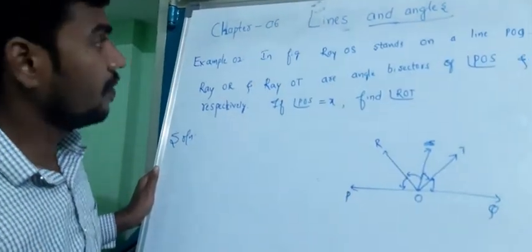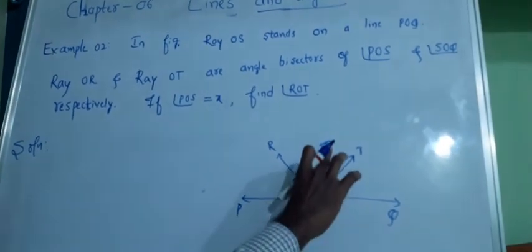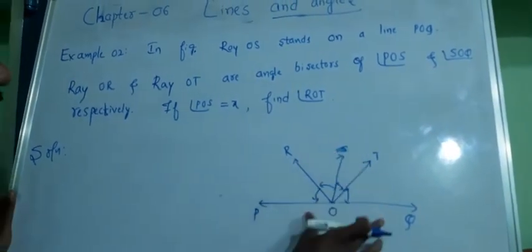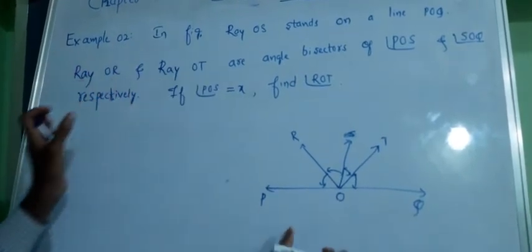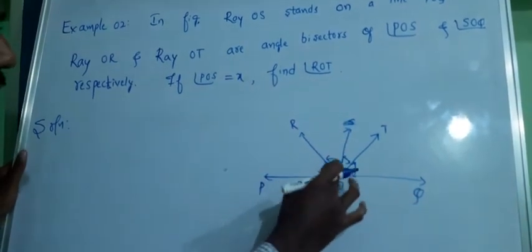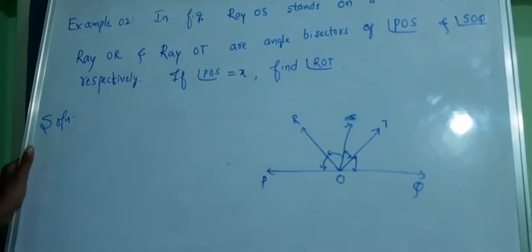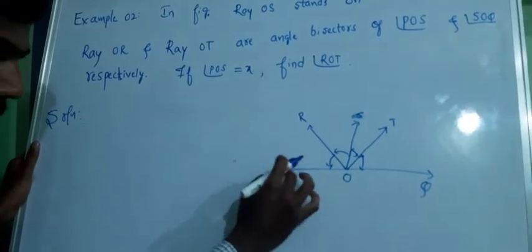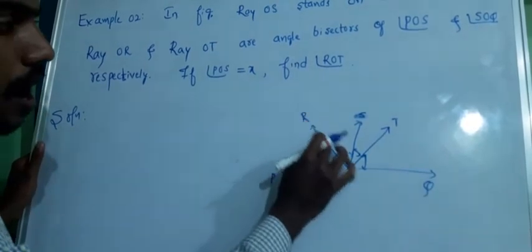Example 2. In the figure, ray OS stands on a line POQ. Rays OR and OT are angle bisectors of angle POS and angle SOQ respectively. If angle POS is x, then find angle ROT.